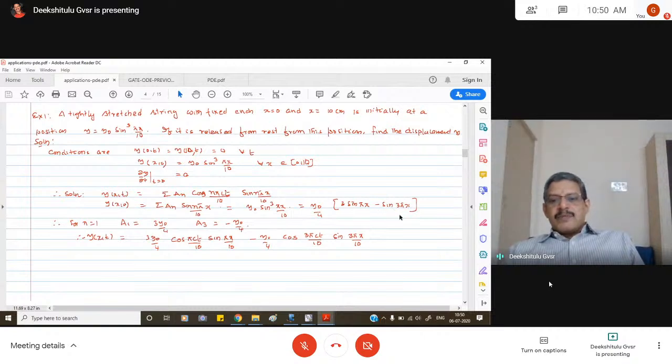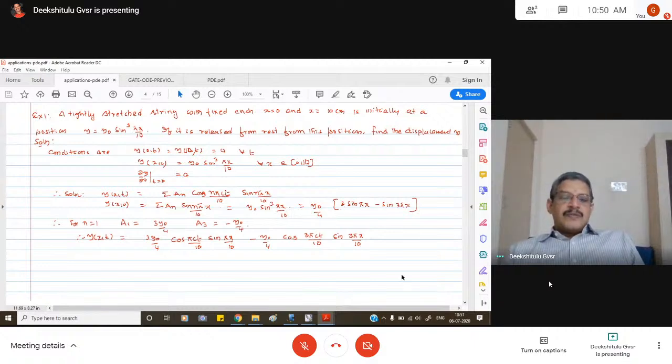We don't have an a2 term here because sin 3 pi x is there, so the second term will be 0. The third term, because n is 3 here, will be a3. So that will be equal to minus y0 by 4.